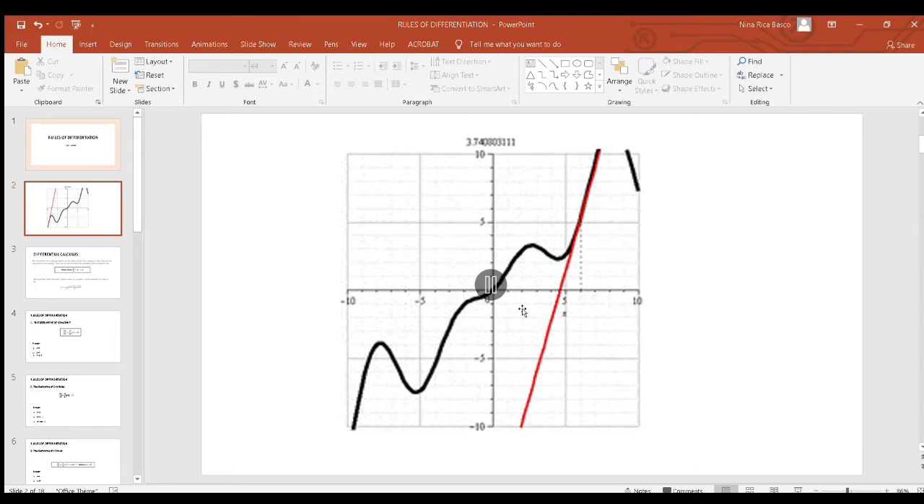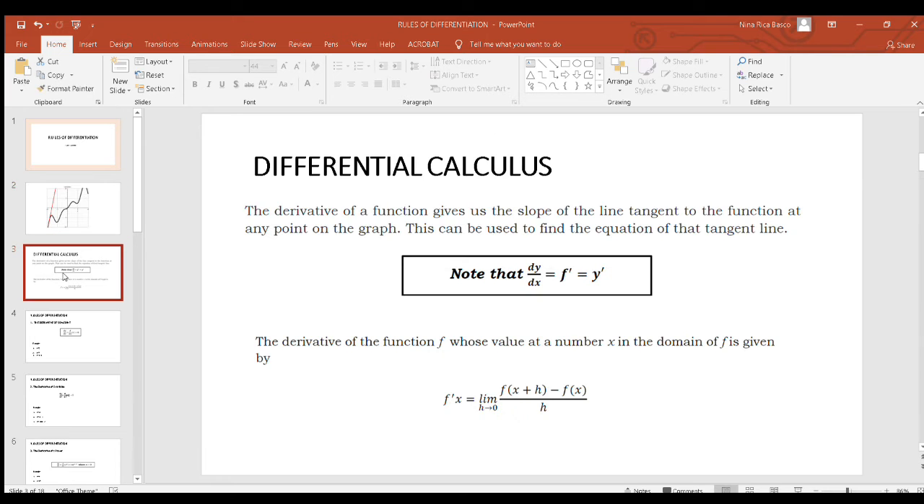So how do we find the equation of this curve or the slope of the tangent line? Kahit nagbabago siya sa every point of the curve, mahahanap pa rin natin or mako-compute natin yung slope ng tangent line natin by means of derivatives. Under the differential calculus, we have the derivative of a function. The derivative of a function gives us the slope of the line tangent to the function at any point on the graph. This can be used to find the equation of that tangent line.